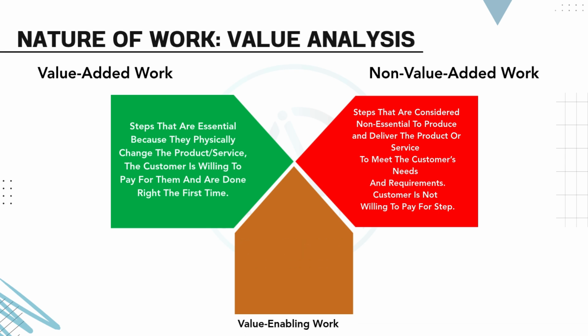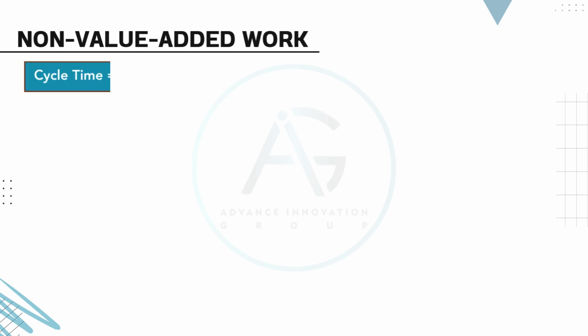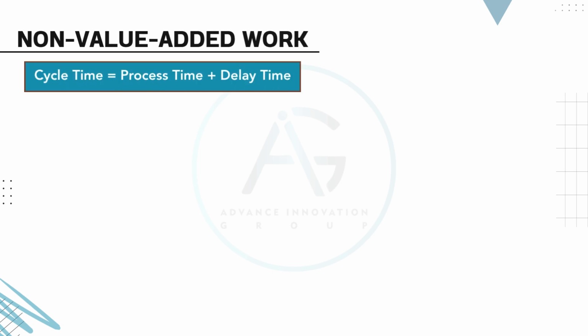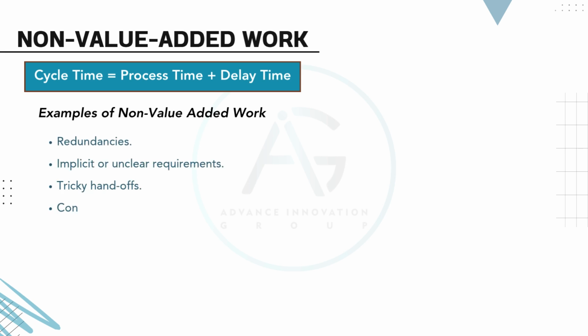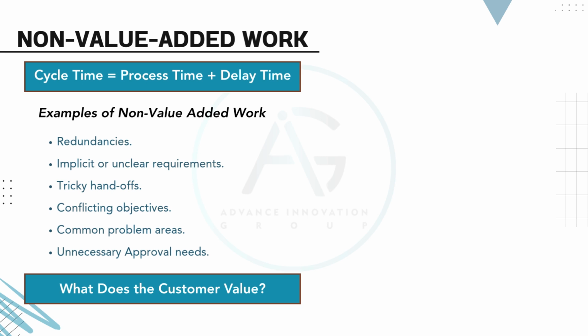Value-enabling work. Non-value-added work. Cycle time equals process time plus delay time. Examples of non-value-added work. Redundancies. Implicit or unclear requirements. Tricky handoffs. Conflicting objectives. Common problem areas. Unnecessary approval needs. What does the customer value?